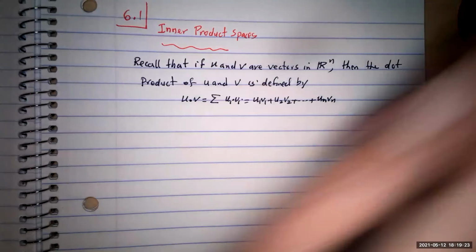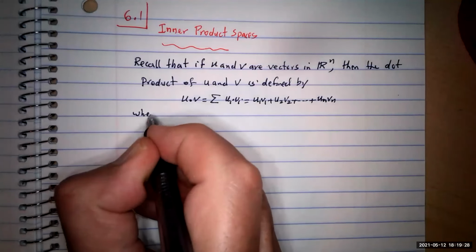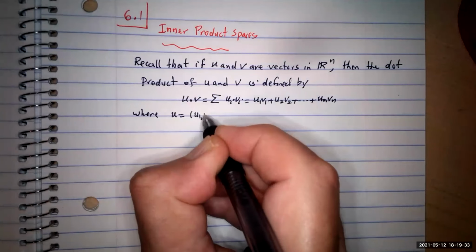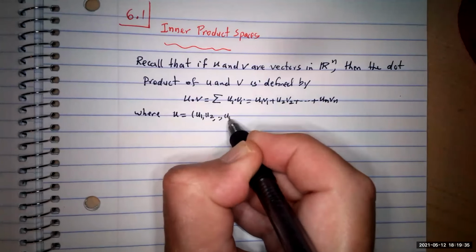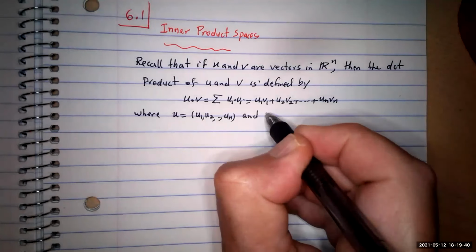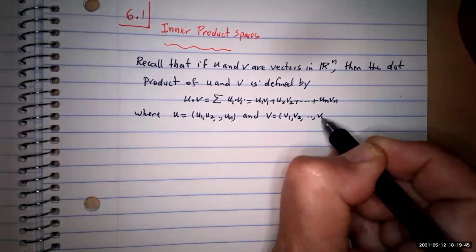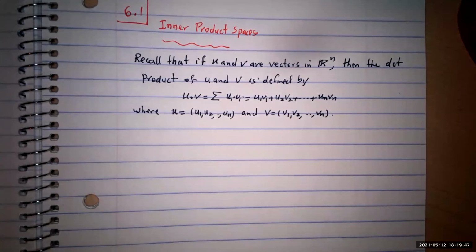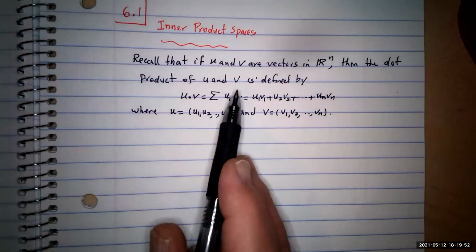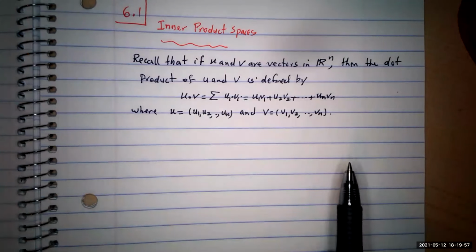This is where u is equal to the vector u1, u2 up to un, and v is equal to v1, v2 up to vn. That was what I called the inner product. What we did is pick two vectors and assign a number. You see, u dot v is just a number.